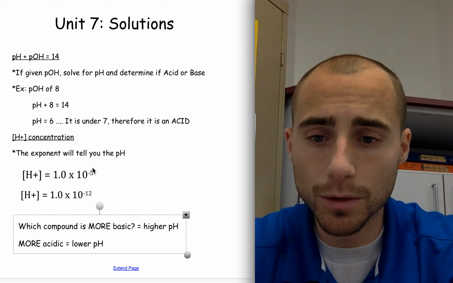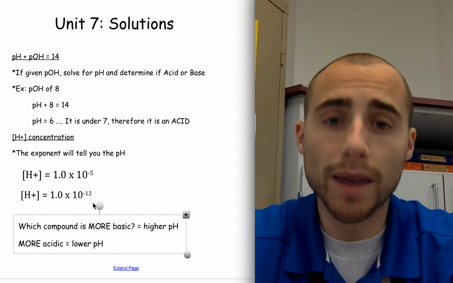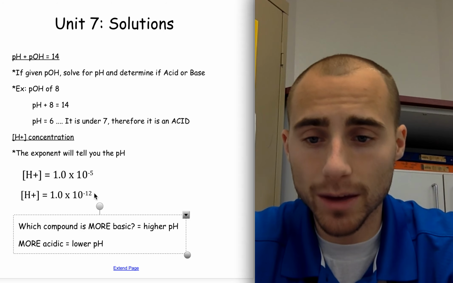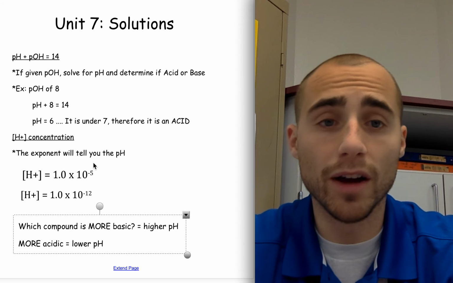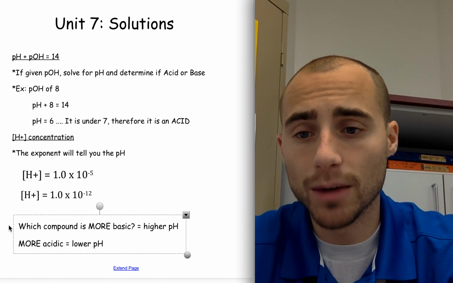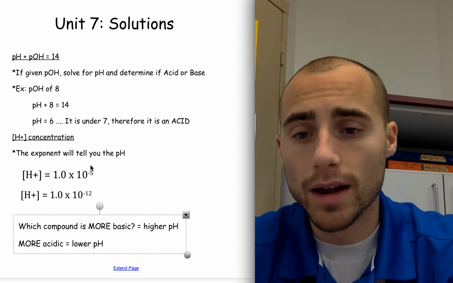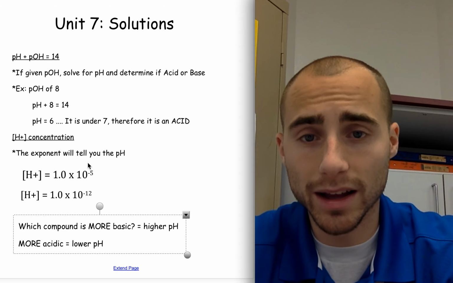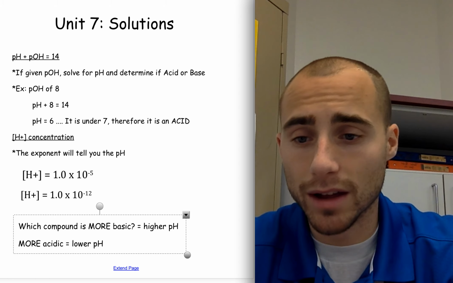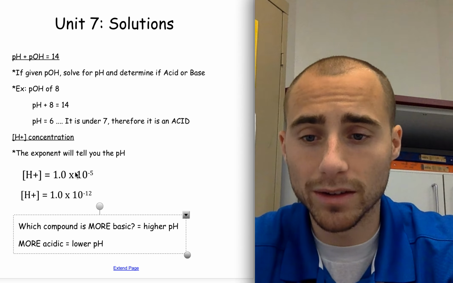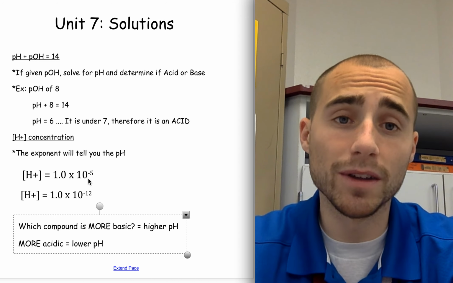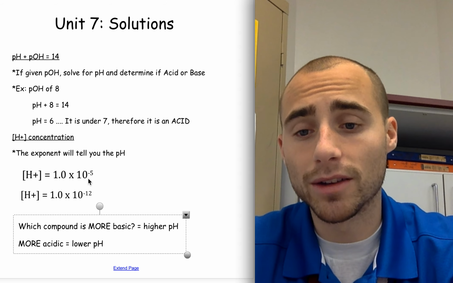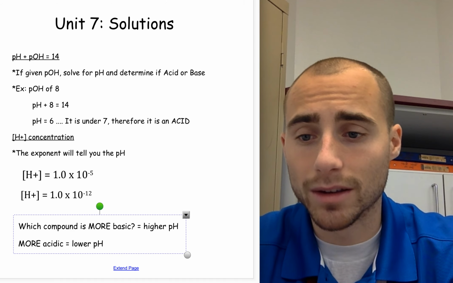So of these two, which would be more basic? It would be the second one because it has a pH of 12. Therefore, it is more basic than something with a pH of 5. So that's a key thing with H plus concentration. Just know that the exponent is telling us the pH level. So if you're asked what's more basic, it's whichever one has the highest pH. And any pH above 7 is a base. Any pH below 7 is an acid.